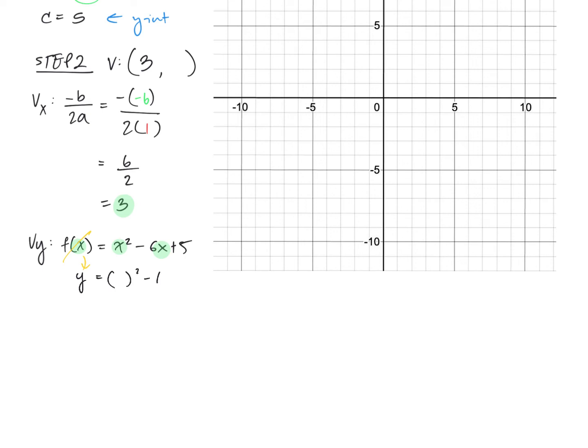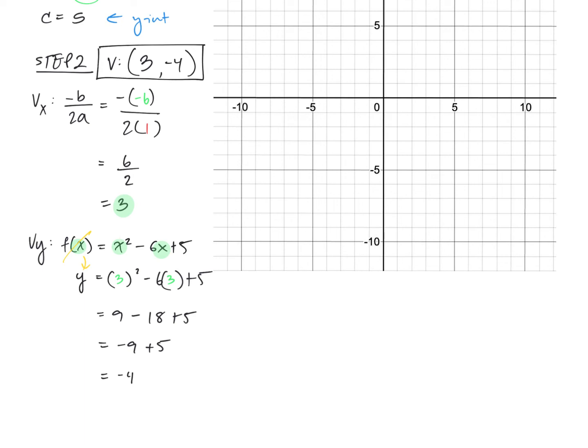So 3 squared minus 6 times 3 plus 5. 3 squared is 9. Minus 6 times 3 is going to be 18, plus 5. 9 minus 18 is negative 9. Plus 5, negative 9 plus 5 is negative 4. And we're done. So there's my vertex.